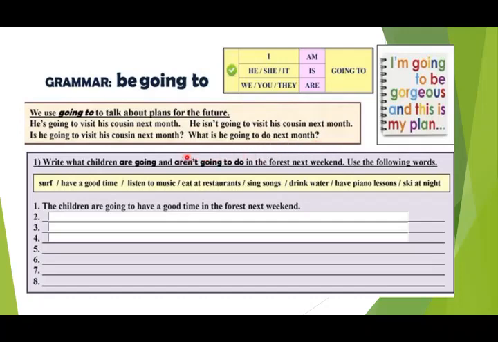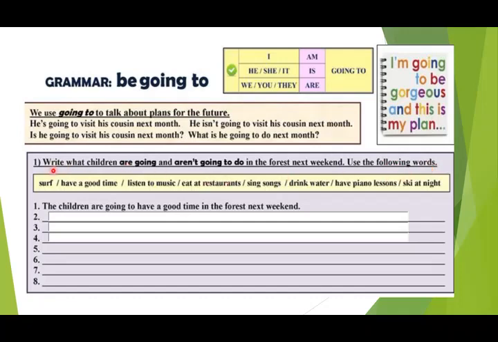Muy bien, chicos, vamos a resolver la siguiente actividad. Now we are going to read, vamos a leer. Read, write what children are going and aren't going to do in the forest next weekend. Use the following words.